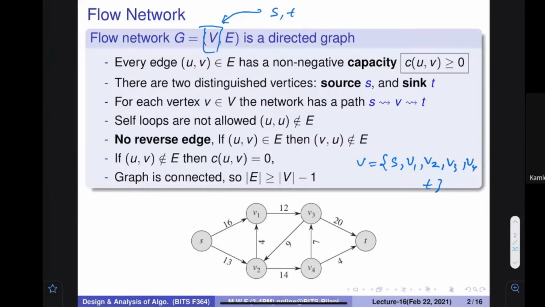And the edges that are there are going to represent some kind of capacity. You can think of this value as, from V1 to V3, if you want to send something, you can only send, for example, 12 units at one time. We call it capacity. So there is a capacity associated with all the links. For example, this is 13, this is 16, this is 4, and it is directional. Everywhere there is a direction; this graph is a directed graph.